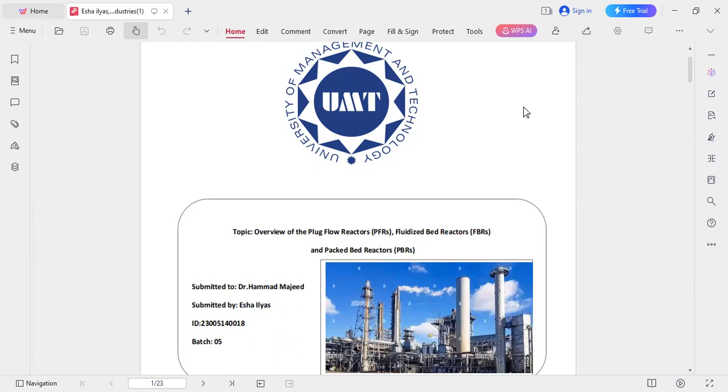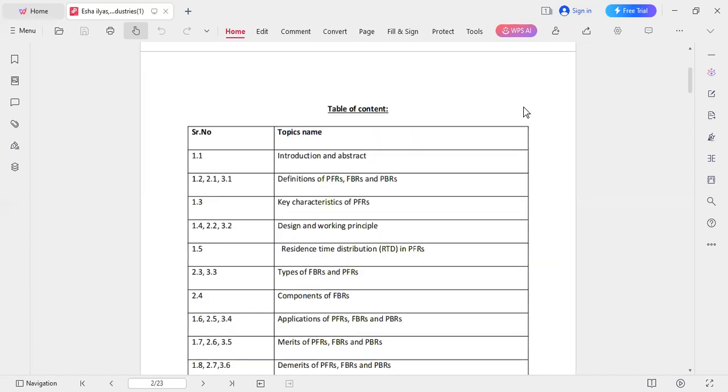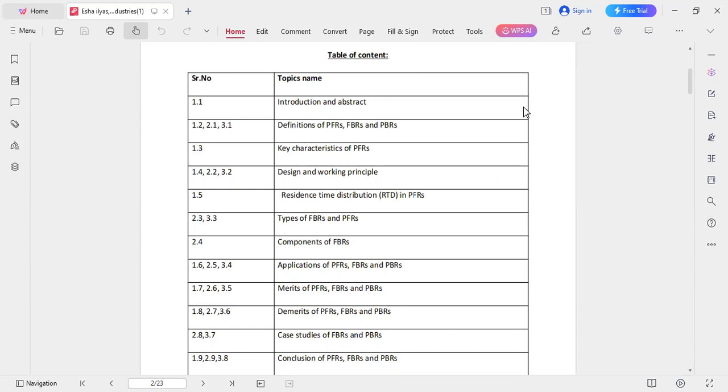Assalamu alaikum everyone. I am Ilyas and I am a student of MS Chemistry Batch 5. The topic I am going to present today is an overview of plug flow reactors, fluidized bed reactors and packed bed reactors. I am presenting this article to Dr. Hamad Majid. First of all, I will show you the contents of my article.